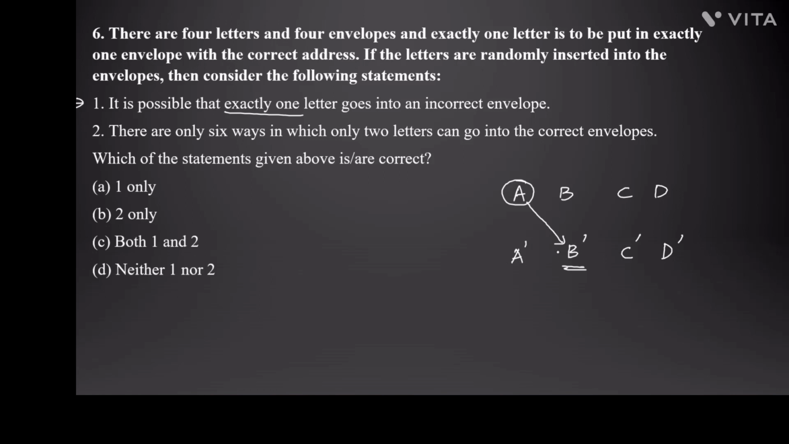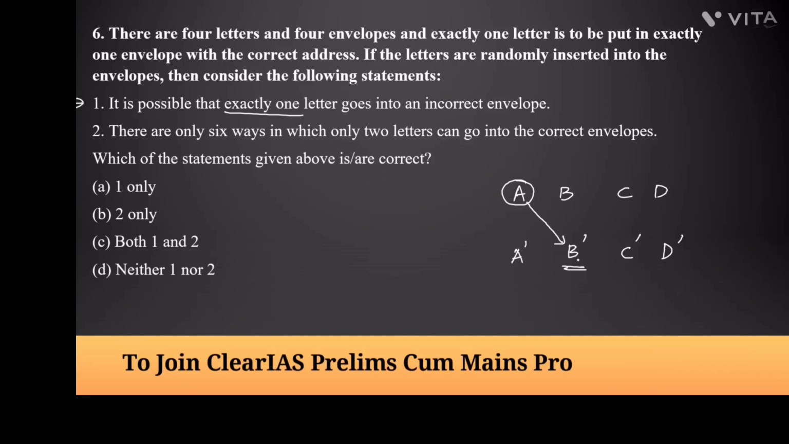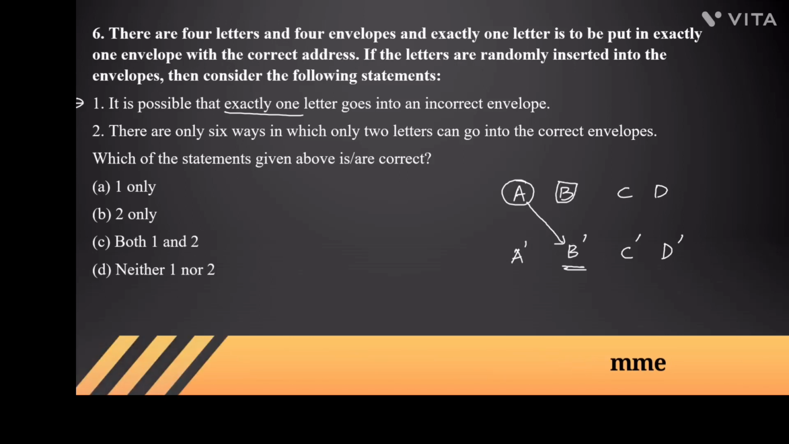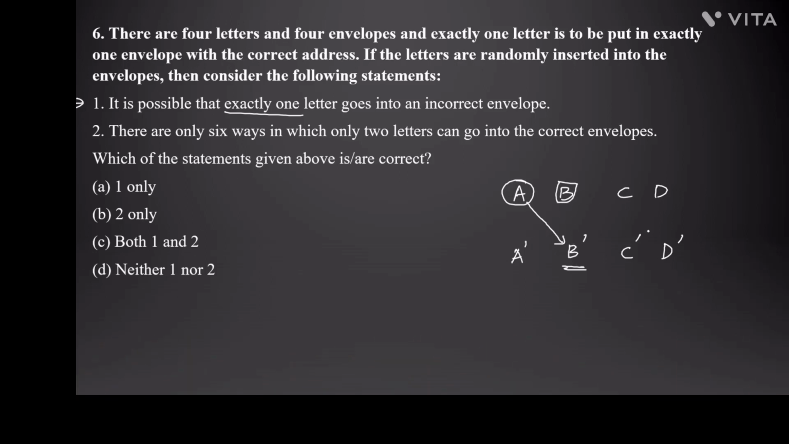So definitely we can say that 2 or more letters will go to incorrect envelopes. It's common logic, because if A is going to a different envelope, let's say B dash, then the B that is supposed to go to B dash should go to another envelope, which will be an incorrect envelope by default, right? So definitely more than one letter will go to an incorrect envelope. So we can clearly say that statement 1 is not true. So option A is gone as well as option C is eliminated.